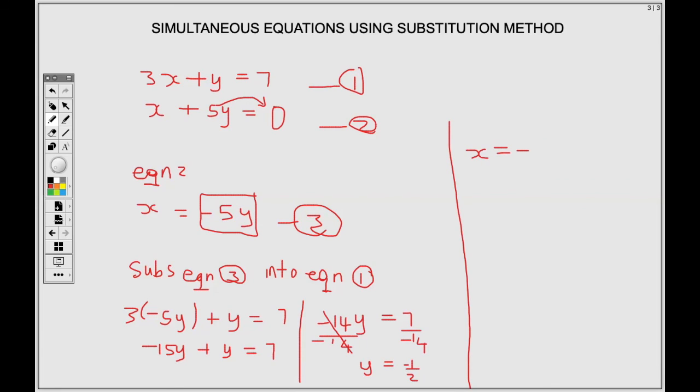Now we're not through. We need to now find out what is x. We could use equation 1, equation 2, or equation 3 to find out what is x, but I'm using equation 3. So I'm going to replace y to be negative a half. So it'll be negative 5 times negative a half. And when you multiply this, your answer will be positive 5 over 2. Now, you could have the decimal. Don't forget you could have the decimal, but I've decided to use fractions. So x is 5 over 2 and y is negative a half.